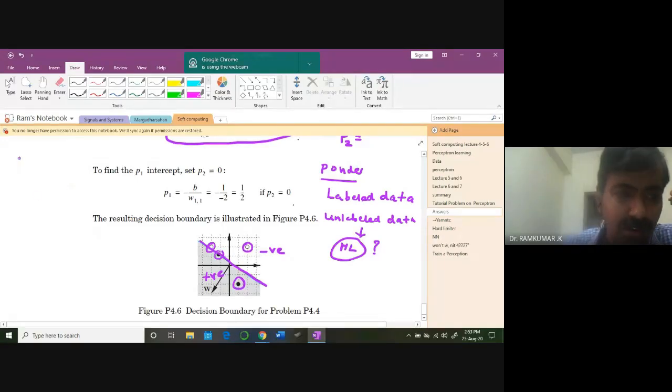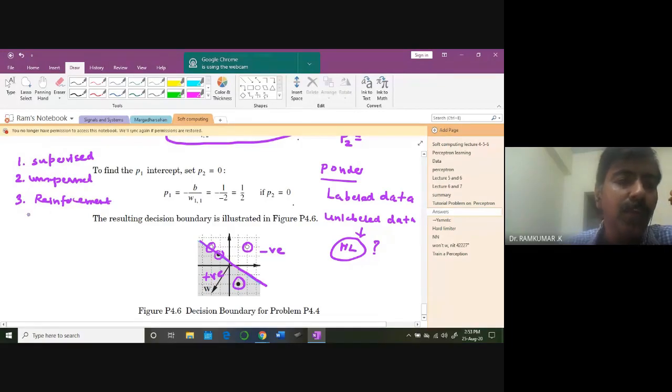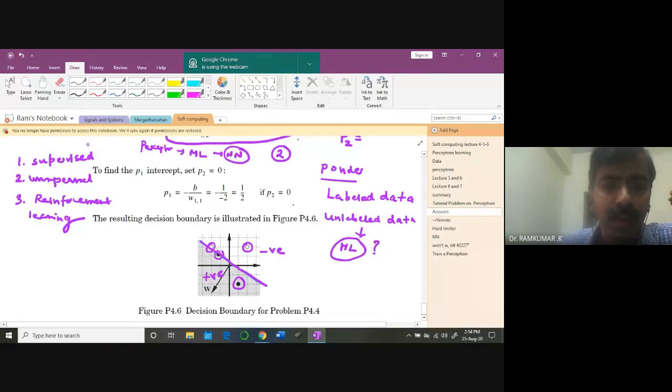I said in the first class there are three different kinds of learning. One is the supervised mode of learning. The second one is the unsupervised mode of learning. The third one is reinforcement learning. Semi-supervised is also there. Now we are gradually moving from supervised to unsupervised. In the second unit, we will be talking about unsupervised. The first unit covers perceptron and multi-layered perceptron. Both are in fact very powerful neural networks, and they are related to supervised learning.